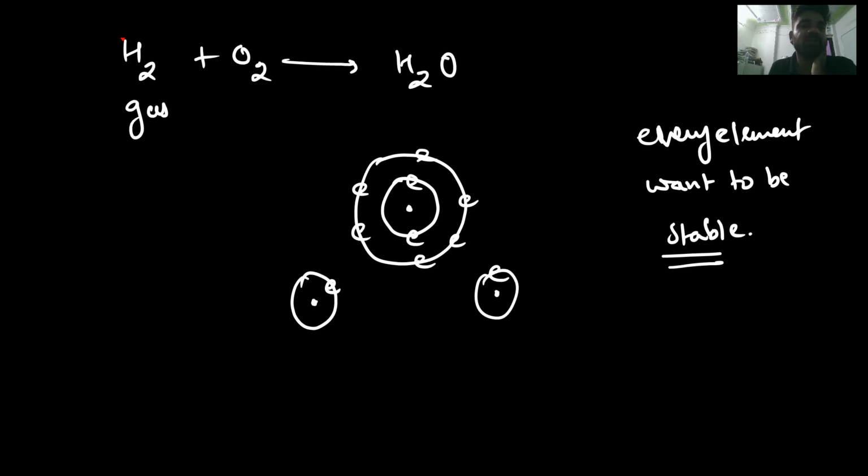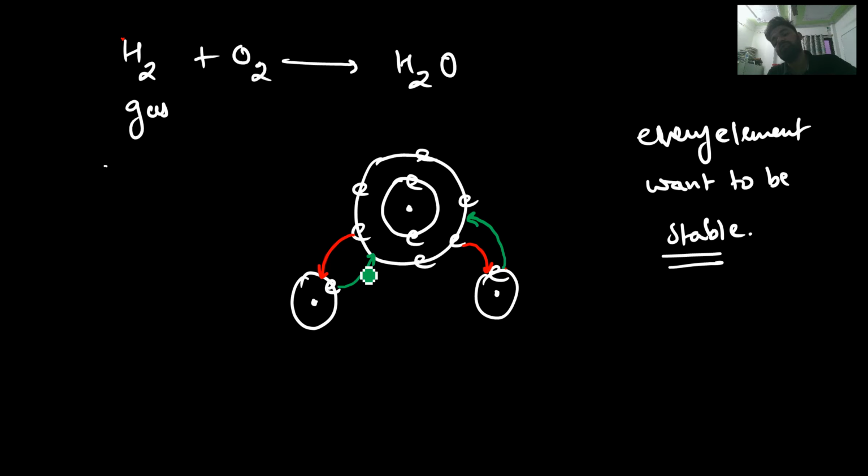Let me explain what happens when a compound is formed. Here you see that this oxygen atom is going to share its 1 electron with this hydrogen atom, and 1 electron with this other hydrogen atom. Similarly, this hydrogen atom is also going to share its 1 electron with this oxygen atom, and this one with the oxygen atom as well.